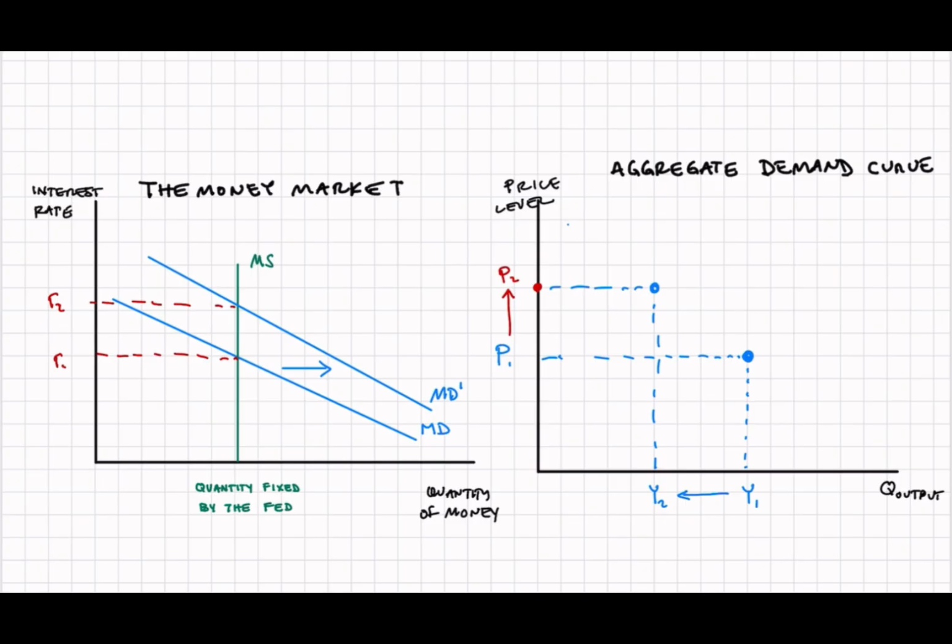And this is why our aggregate demand is represented as a downward sloping curve. It can be explained by the money market, or the market for money, as a relationship between interest rates and quantity of money. So this is an example that shows why the aggregate demand curve is downward sloping.